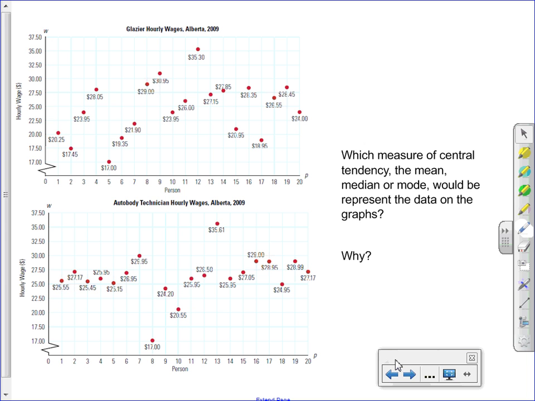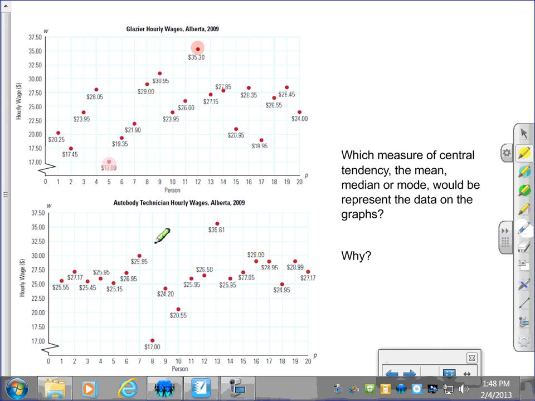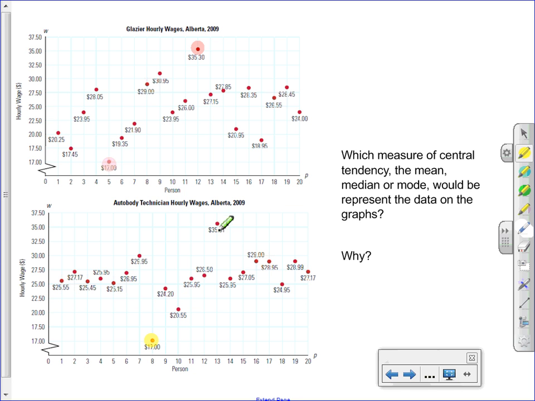You're also going to look at some graphs, and we see these are two different charts. One is for the hourly wage for a glazier. I assume that's someone who deals with glass, but I could be wrong. And you can see the wages per hour all over the board, from as low as $17 per hour, which is down here, to as high as $35.30 an hour. For an auto body technician, the lowest is $17 an hour up to $35.61. So you could figure out from this chart your mean, your median, and your mode.